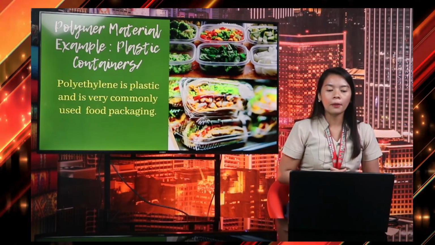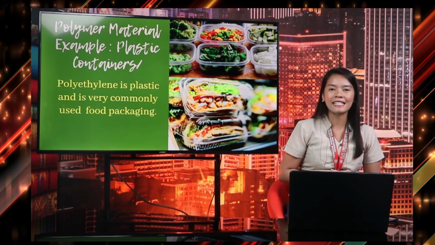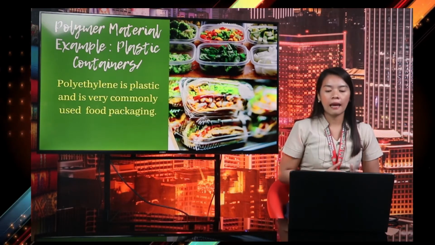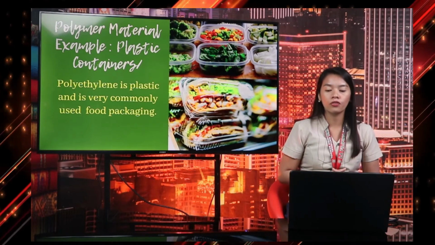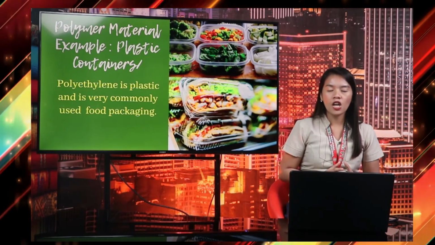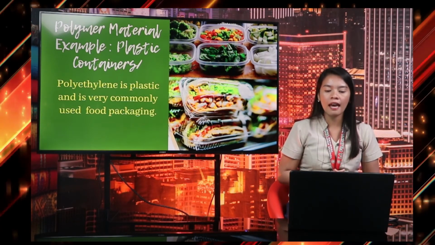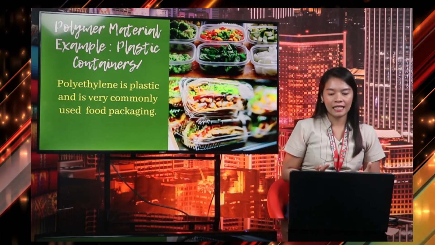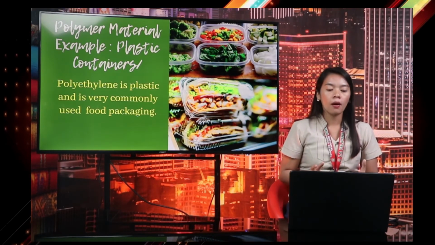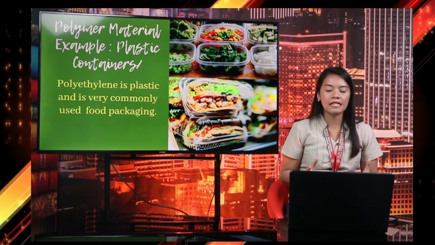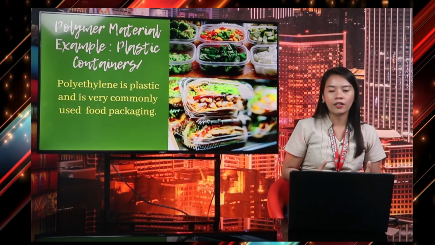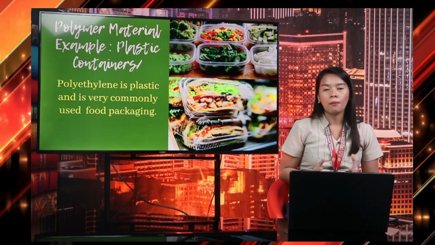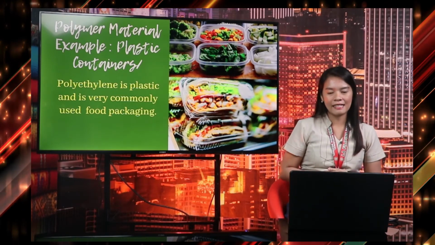Next we have the polymer material. An example is plastic containers. There are several types of polymer materials used for food products. Each has its own distinct features and characteristics. A basic example is polyethylene plastic, which is very commonly used for packaging. It's lightweight and commonly found in plastic containers and also in plastic grocery bags, bread bags, and coffee can lids.